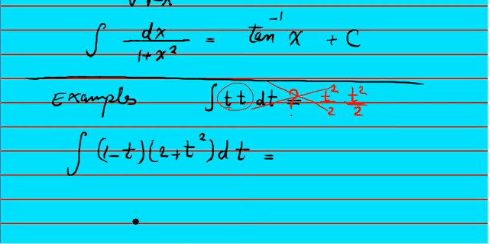So what is to do here? What we do is multiply it out. If you can, just multiply it out. 1 times 2, 2 times minus t, 1 times t squared, and then t cubed.